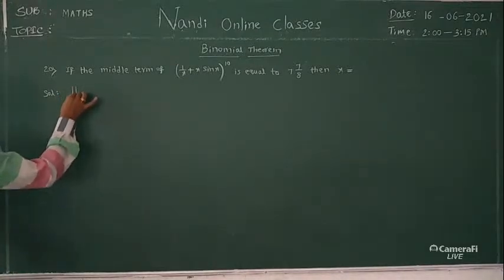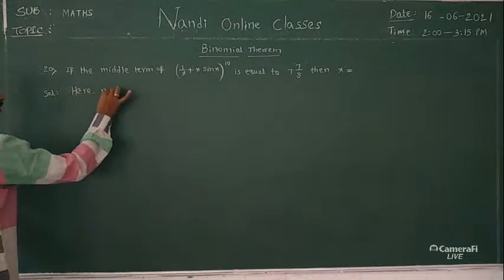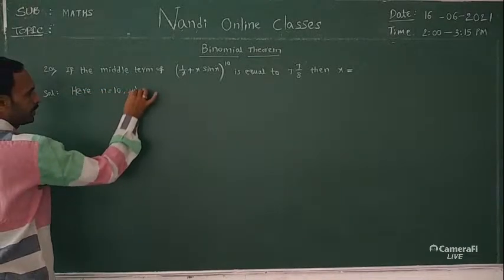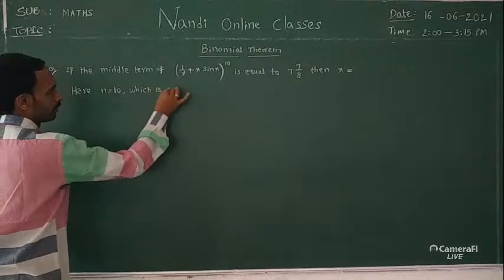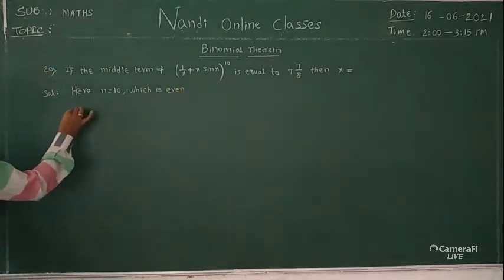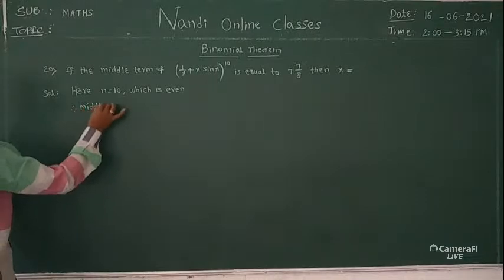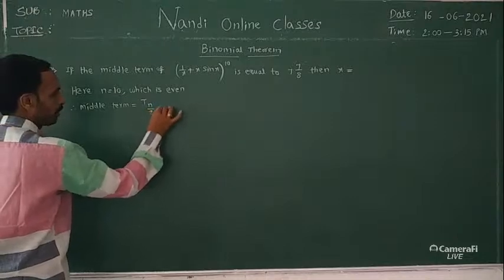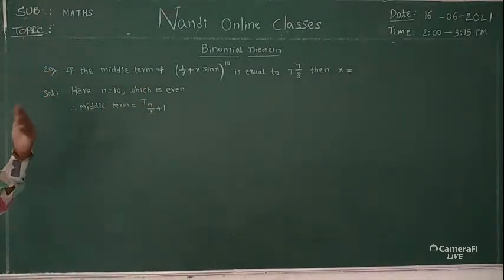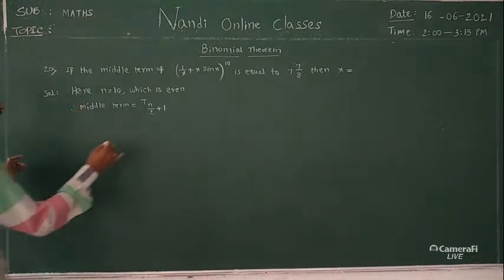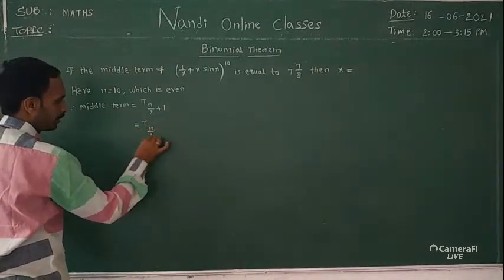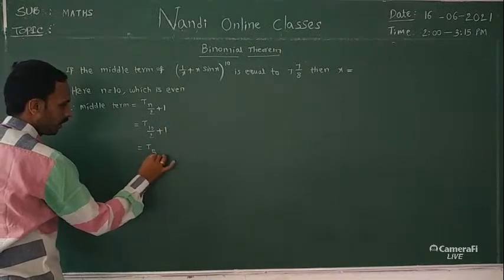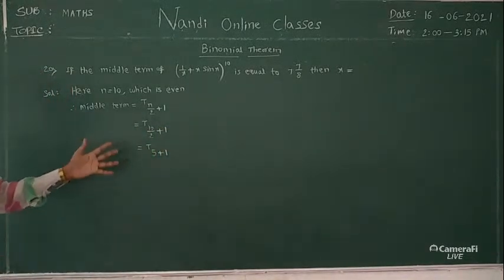So here n is equal to 10, which is even. Therefore the middle term formula is T(n/2 + 1). Suppose n is an odd number, two middle terms are there, T((n+1)/2) and T((n+3)/2). Substitute it: T(10/2 + 1) is equal to T(5+1). So the sixth term is the middle term.